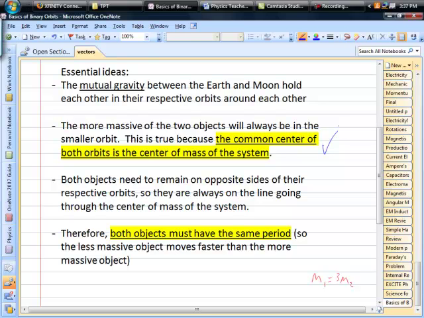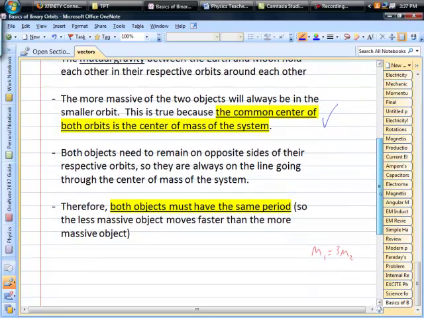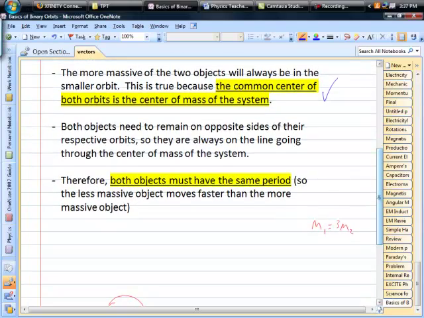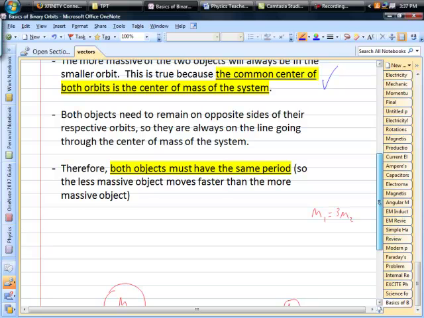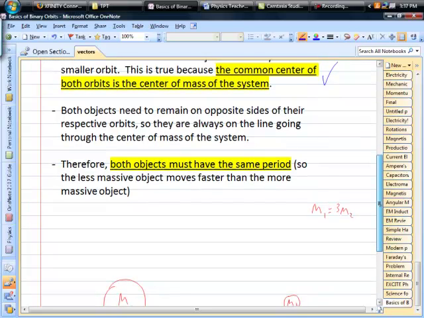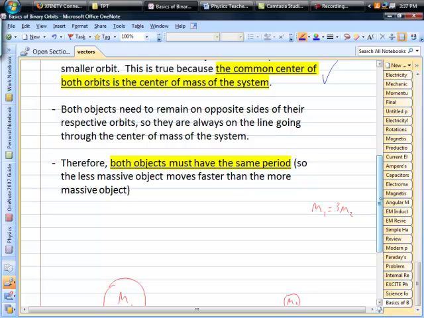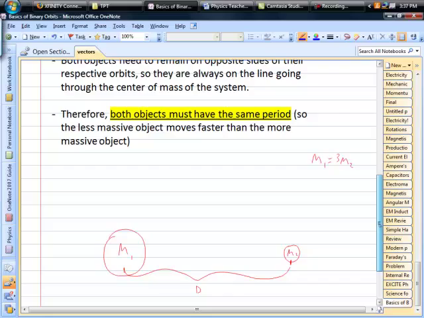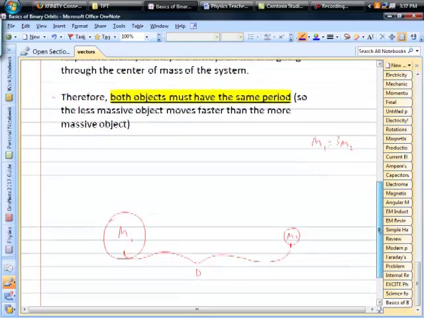Because gravity holds them, and gravity is serving as a centripetal force, the two objects have to be on opposite sides of their two orbits, and that'll show up in the picture. Now this also necessitates that the smaller object has to move faster. Both the objects, whether it's the Earth-Moon, the Earth-Sun, two stars going around each other, doesn't really matter what the system is, they have to have the same period. They take the same time to go once around their orbits.